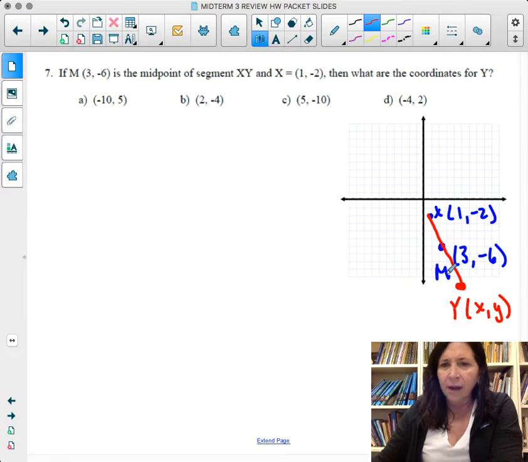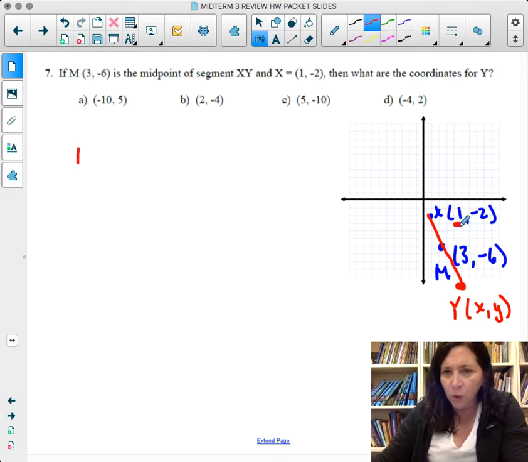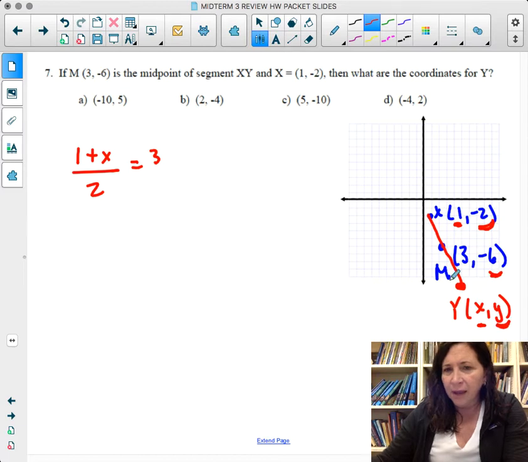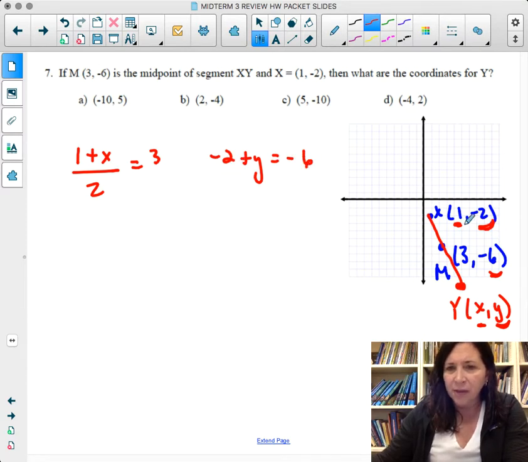There we go. To find the midpoint, you're going to add up the x's and divide by 2. It's the average, right? So adding up my x's, I have 1 plus x, divided by 2, is equal to the midpoint value. And then to find my y's, I'm going to add those up. So negative 2 plus y, divided by 2, is equal to my midpoint y, which is negative 6.